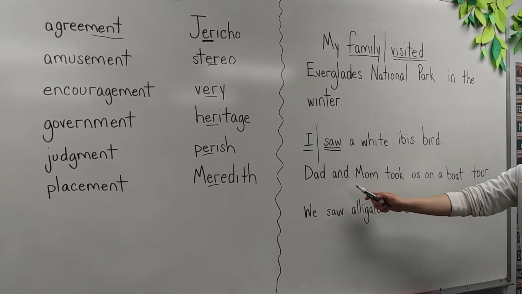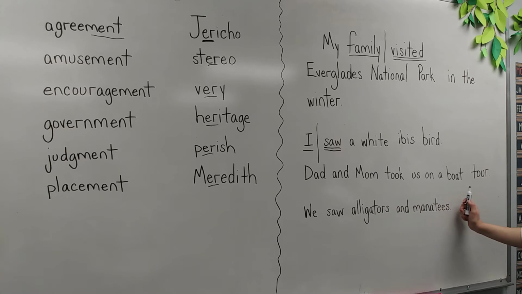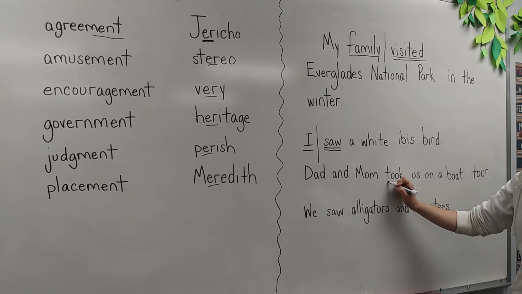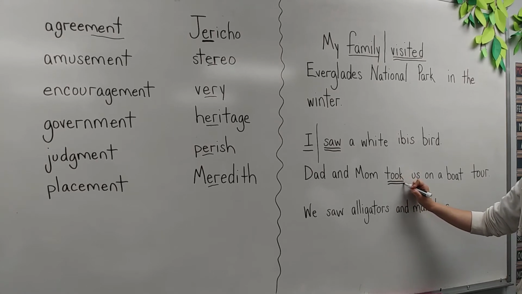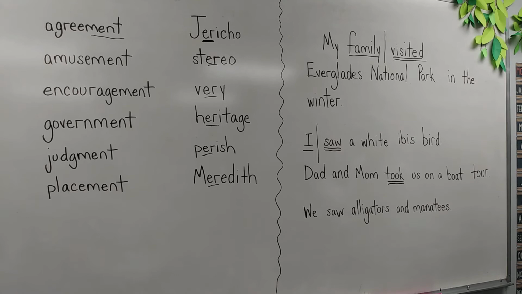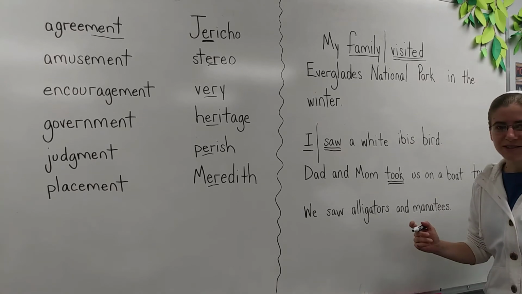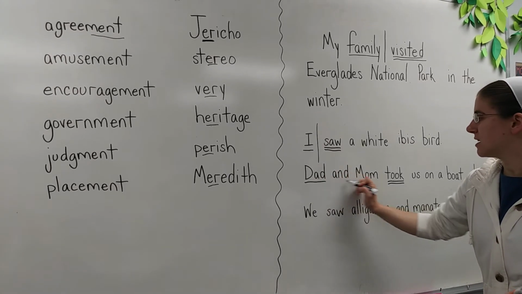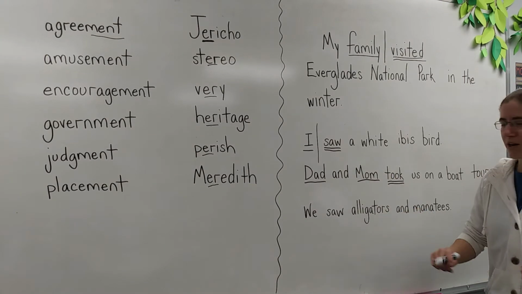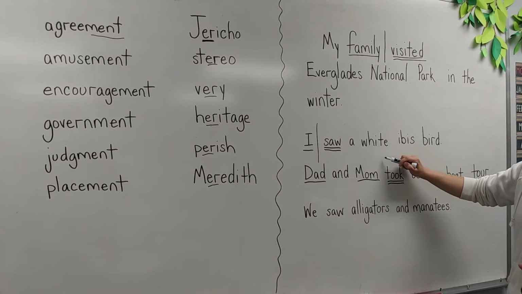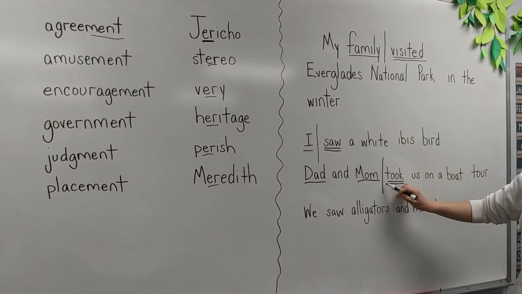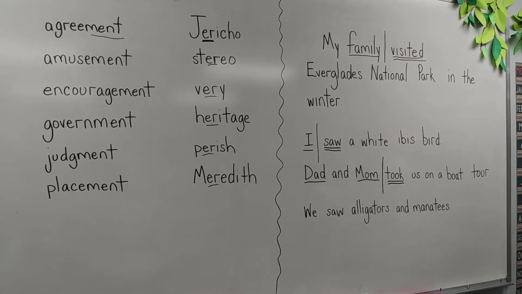The third sentence: Dad and Mom took us on a boat tour. What happened in the sentence? What's the action? Took. That's what happened. Dad and Mom took us on a boat tour. Who took us? Dad and Mom. We have two subject nouns in this sentence. And here's where we divide right before the verb. Divide between the subject part and the predicate part of the sentence.